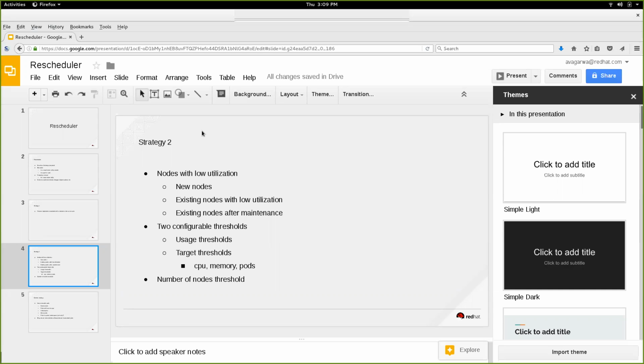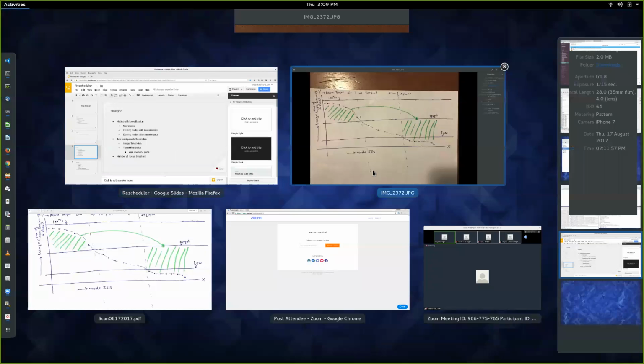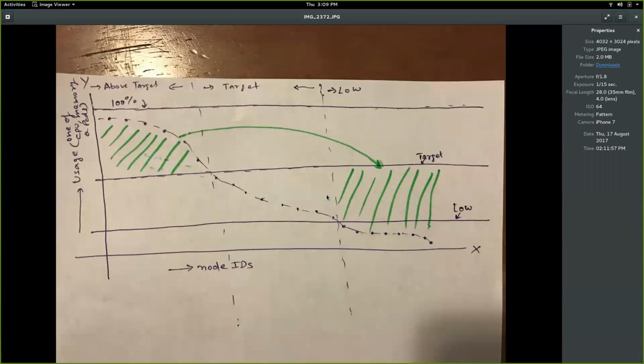I have also prepared a graph to explain this, because this is a more complicated strategy than the first one, just to show how this strategy works. I'm sorry, this is a hand-drawn diagram I have just created. On the x-axis, there are node IDs, and on the y-axis, one of the usage metrics like CPU, memory, or pods. In reality, this is a 3-dimensional graph, but just for simplicity, I have presented just one dimension so that it's easier to understand.